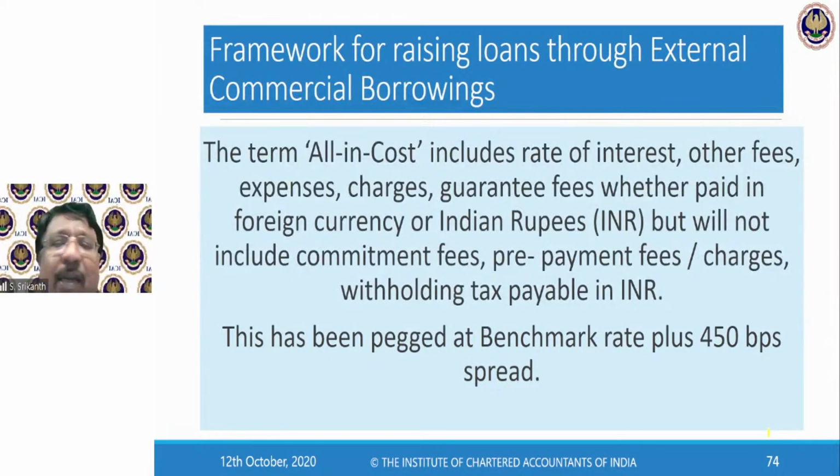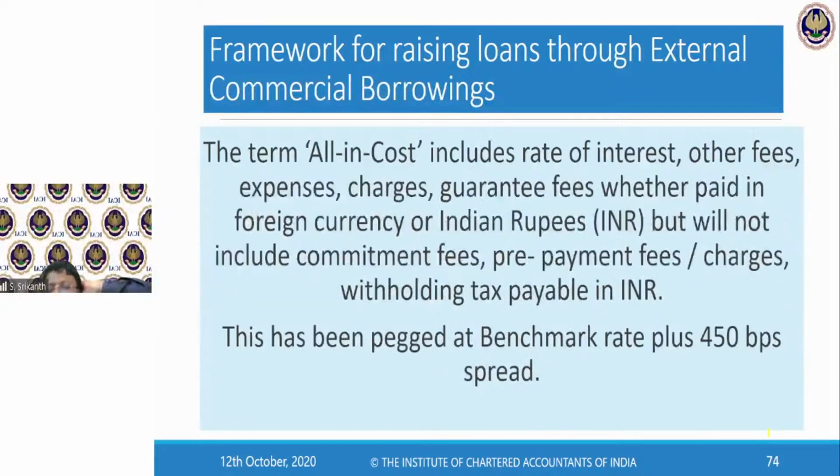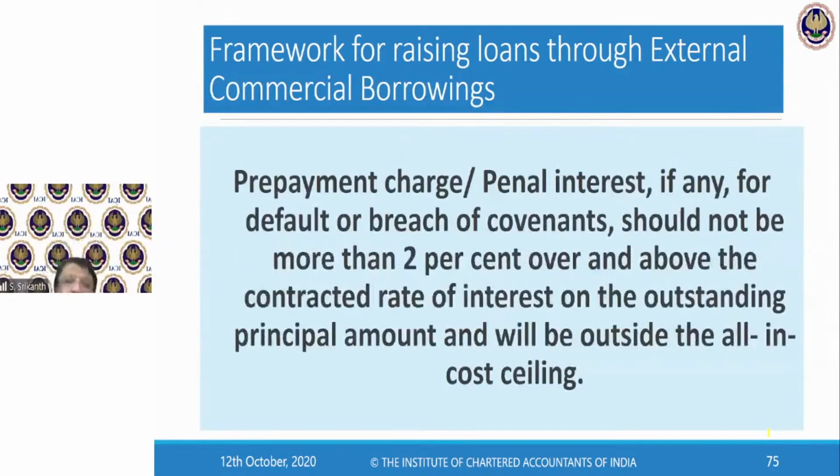Now this has been pegged at a benchmark rate, which means if you are borrowing in LIBOR, London Interbank, Singapore Interbank, Hong Kong Interbank, whatever interbank you're taking, plus 450 basis points spread is the limit. You cannot go above that. Basis points, sorry. I should not use abbreviations.